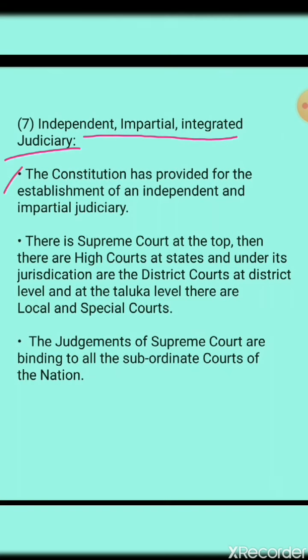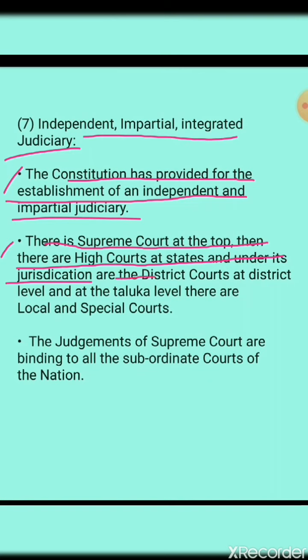The constitution has provided for the establishment of an independent and impartial judiciary. Who has provided the independent, impartial judiciary to us? That is the constitution. Next, there is the Supreme Court at the top, then there are High Courts at the state level, and under its jurisdiction. What does jurisdiction mean, students? Power to make legal decisions.